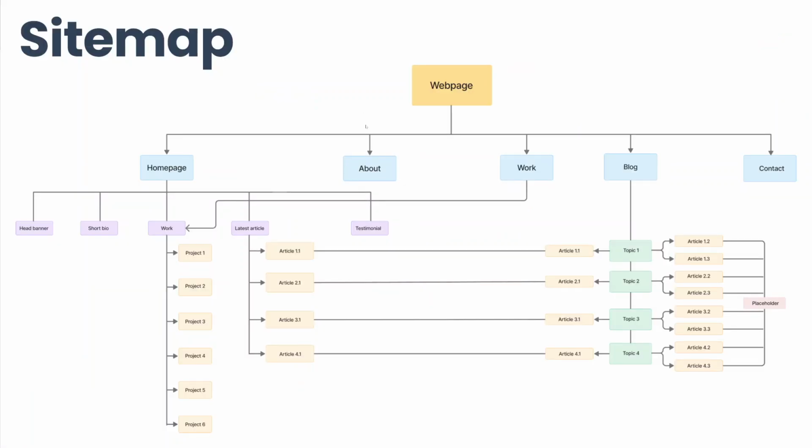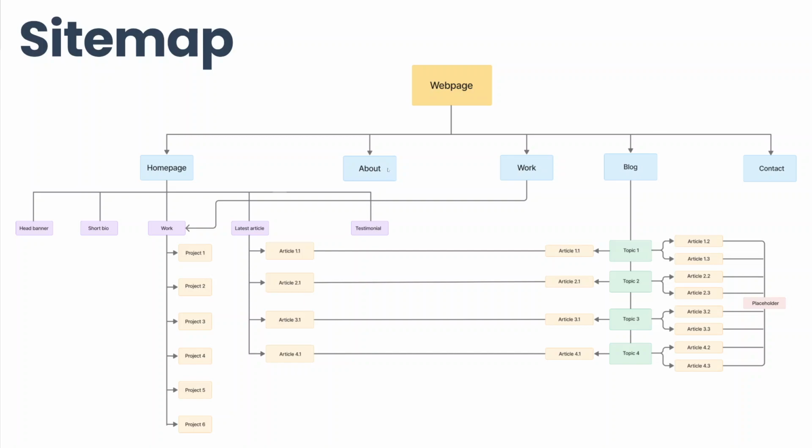Moving on to the sitemap, so I have the web page here as the base. There are 5 pages within the website: homepage, about, work, blog, and contact. The homepage has 5 sections: the hero section with a head banner, a short bio, a section for featured projects with links to individual project pages, a section for latest articles with links to one latest article of each topic, and a section for testimonials.